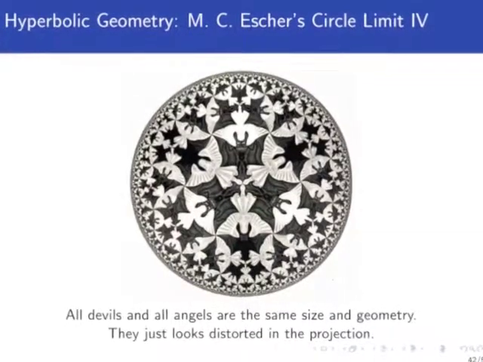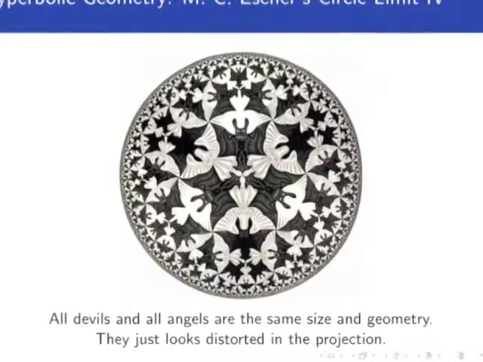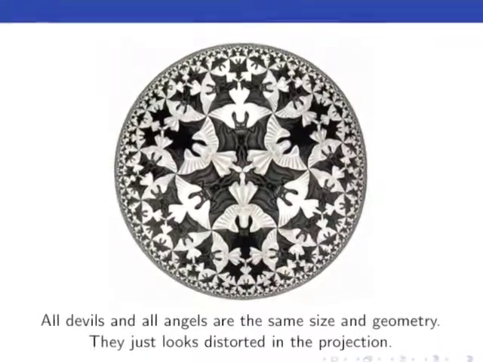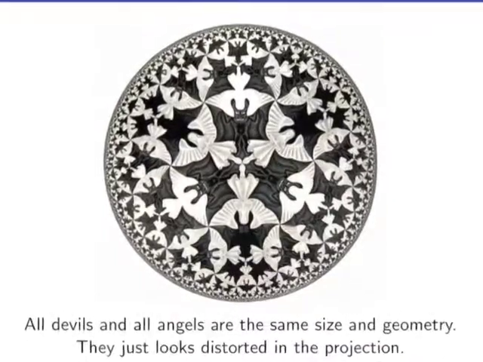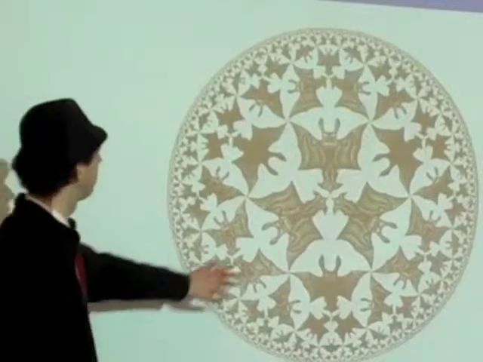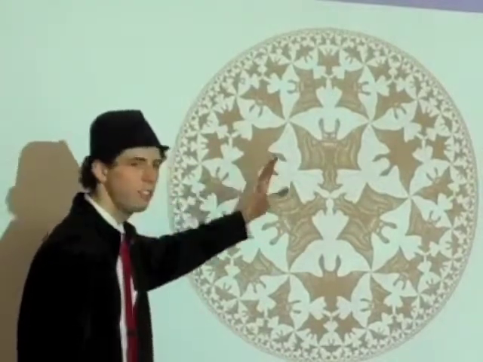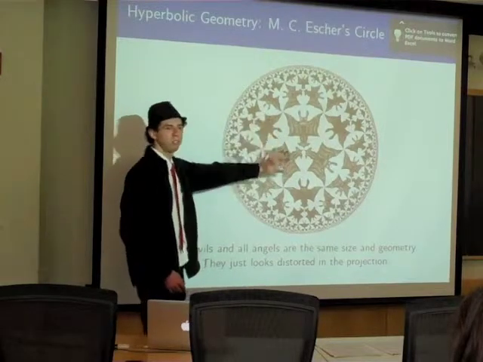I will not try to write down the metric and the isometry group. I'll just show you a picture. This is a picture by M.C. Escher, one of my favorite artists. It shows devils and these angels. They really naturally live in a hyperbolic plane.